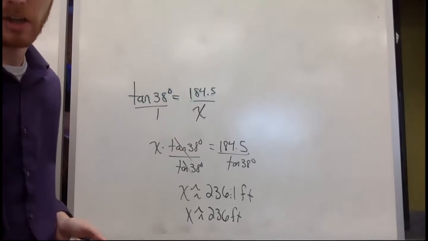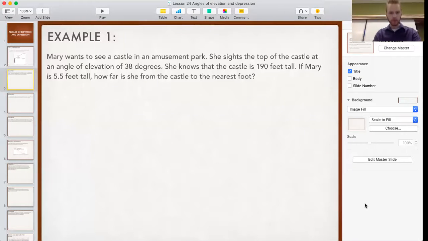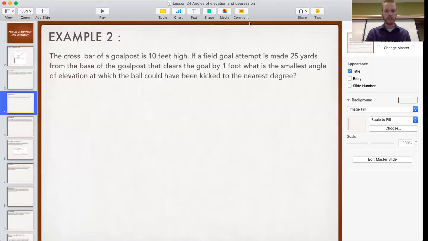Okay, I'm going to go back to the PowerPoint here. Okay, there we go. So let's go ahead and look at the second example. Now remember, I have more examples in here. The notes are uploaded. Be more than happy to explain more if you need it, just contact me.